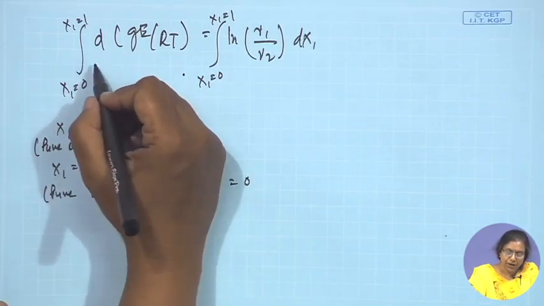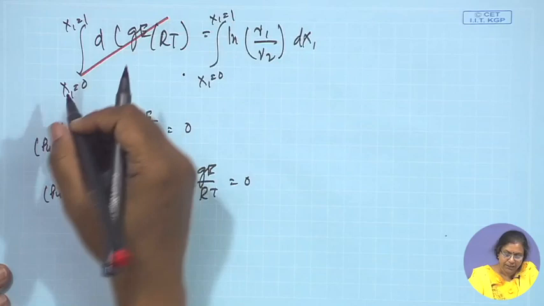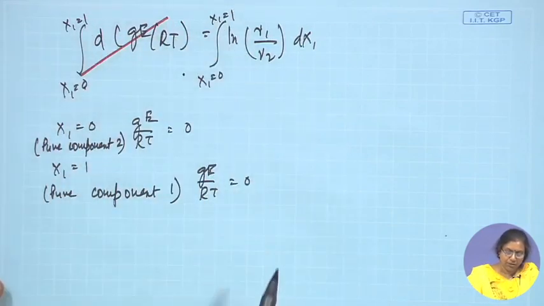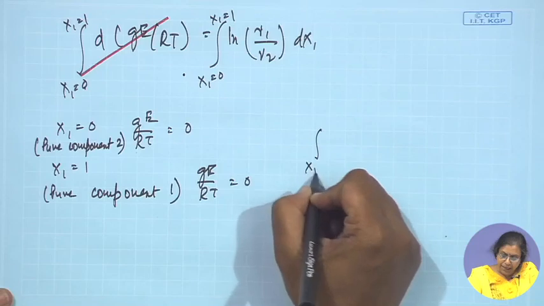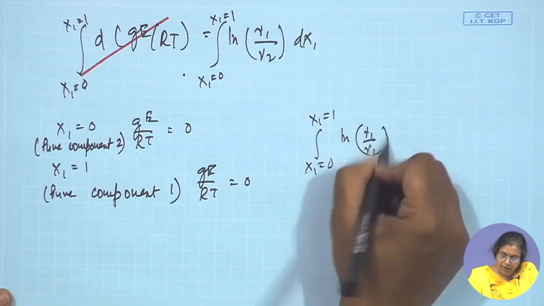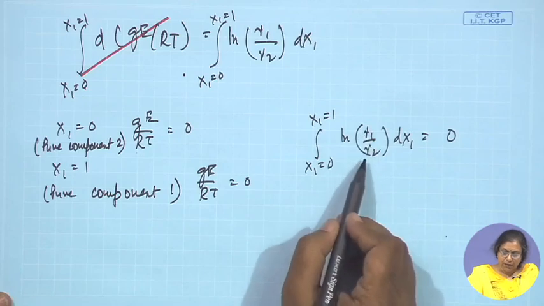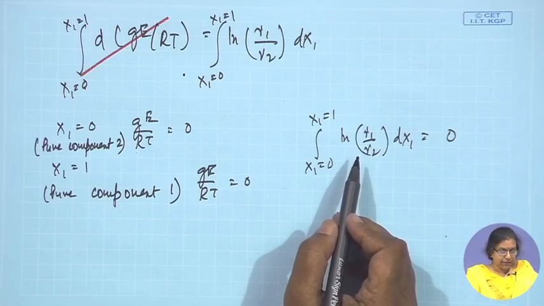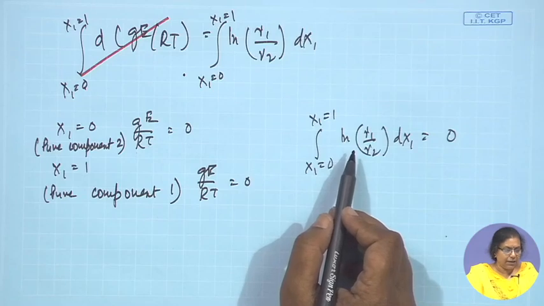So, what is the fate of the left hand side of the equation? When we integrate it from 0 to 1, this term disappears, right. So, what do we find? We find that the integral from x1 equals 0 to x1 equals 1 of ln gamma 1 by gamma 2 dx1 should be equal to 0 for gamma 1 and gamma 2 data to be thermodynamically consistent, isn't it? And so, this is what is called the area test.